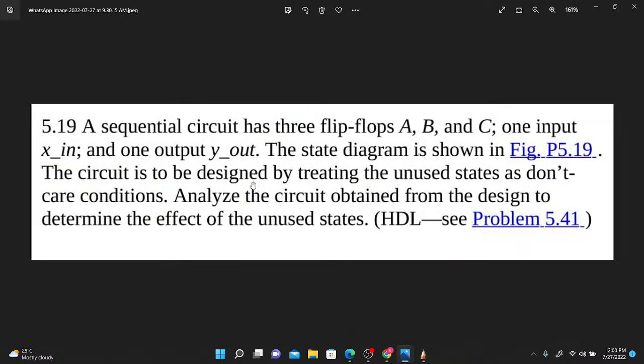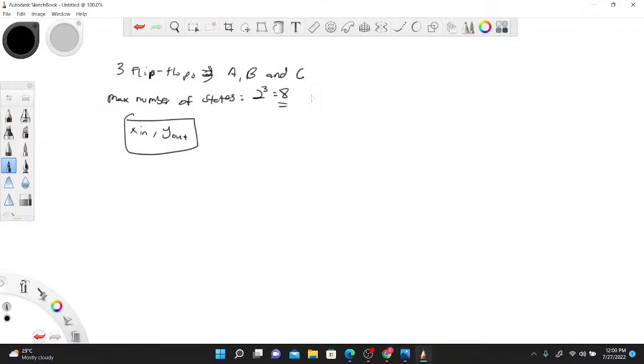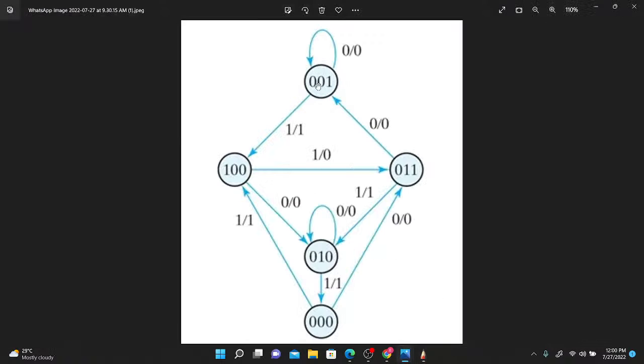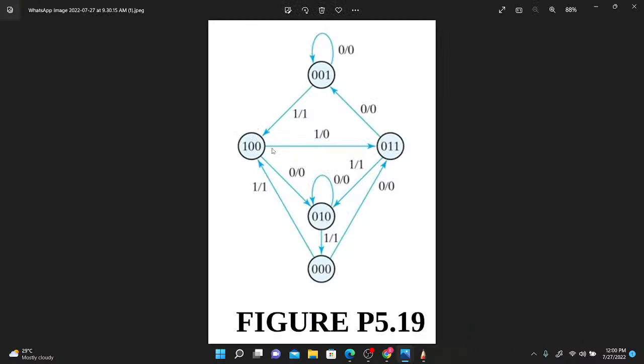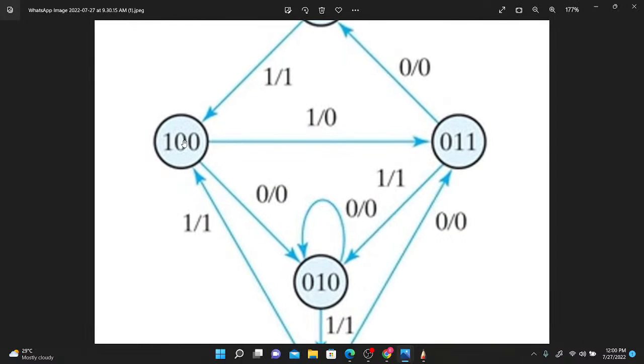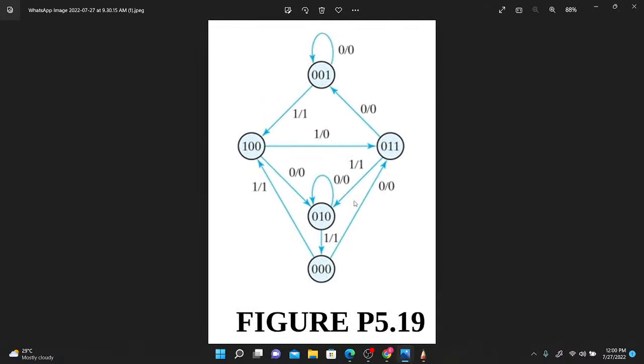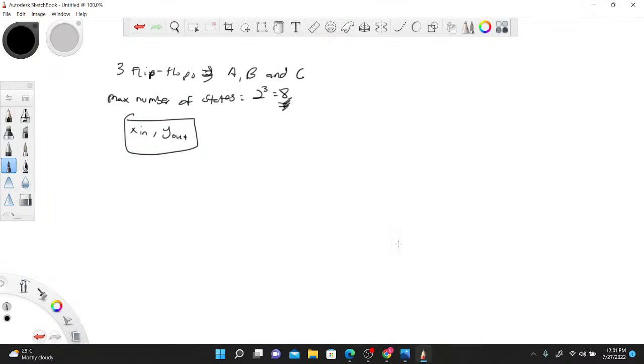Interesting. The circuit is to be designed by treating the unused states as don't care conditions. You see, this is very, very important because we just found the number of states is 8. But if you look at the state diagram, you'll notice that we have 000, then we have 01, then we have 10, then we have 11, then we have this one. So we have 5 states in total, but we can have 8, meaning that three states equal don't care conditions.